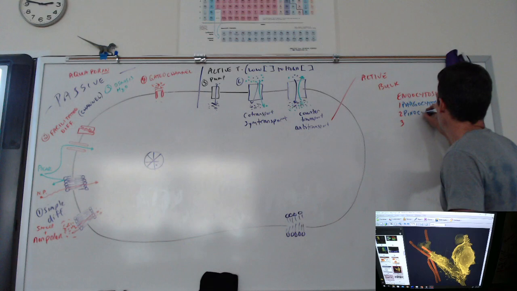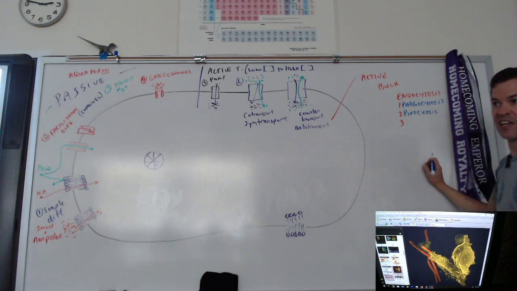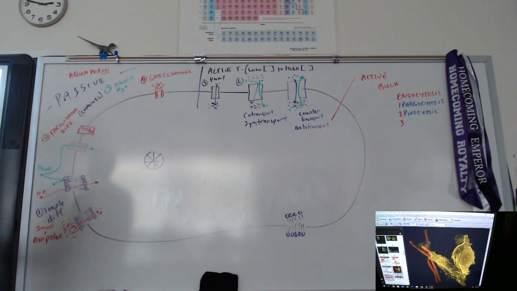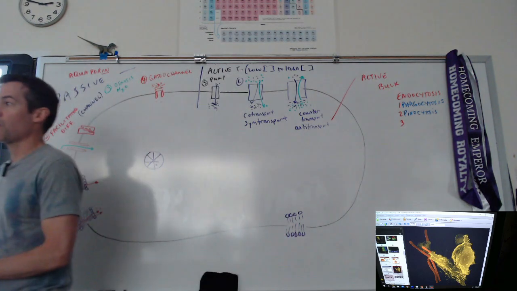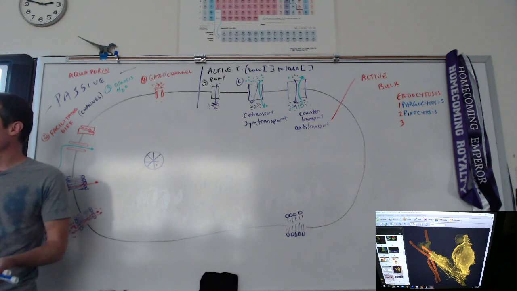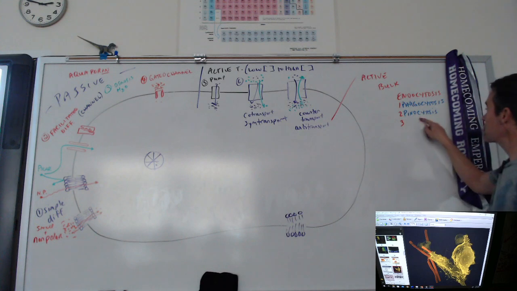Pino. If phago is cell eating, if you had to guess, what's pino? Cell drinking. So if I'm bringing in mostly solid stuff, I call that eating. If I'm bringing in mostly liquid stuff, I call that drinking. Just like at lunch, I don't eat my water, I drink it. I eat my pizza, I don't drink it. So phagocytosis, if I'm bringing in mostly big solid things, I call it phagocytosis. If I'm bringing in mostly liquid stuff, I call it pinocytosis.